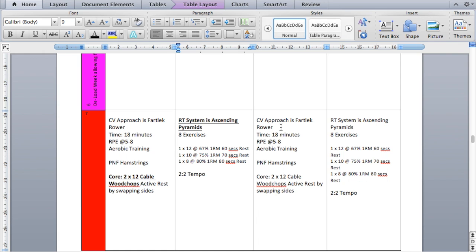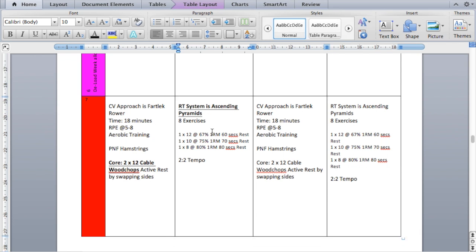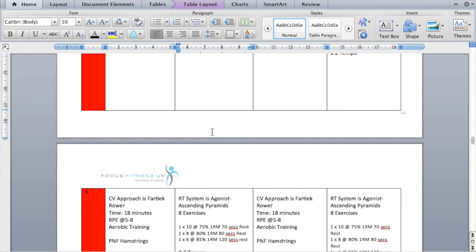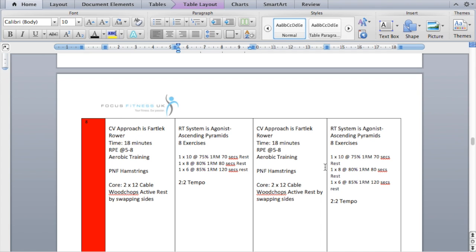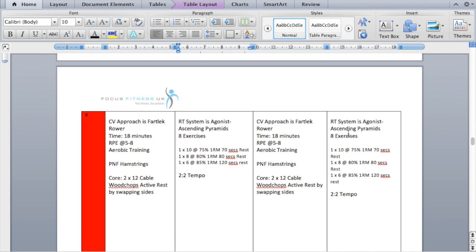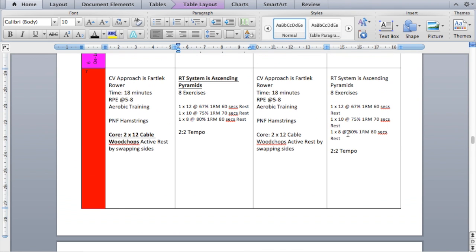Once again, the cardiovascular training on the Thursday is exactly the same as on the Monday, and the resistance training on the Friday is exactly the same as it was on the Tuesday. And in week 8, I haven't made any changes to the program at all. I've kept everything on here the same as it was in week 7.